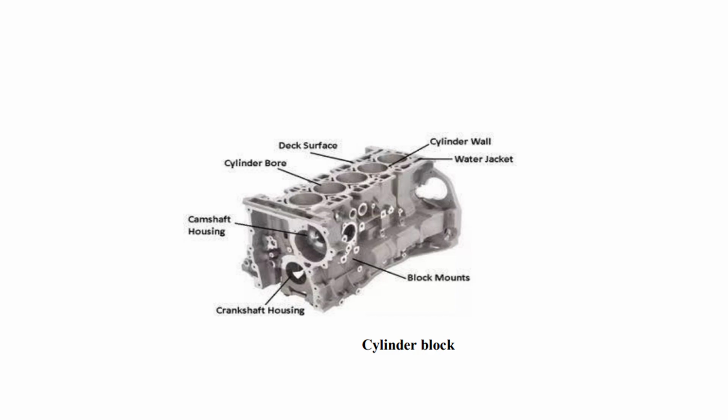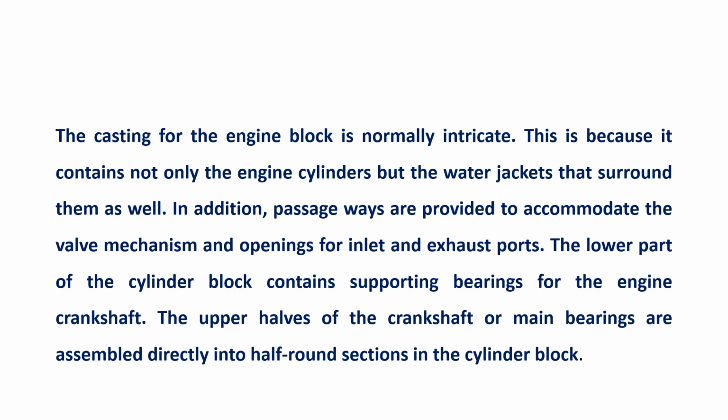You can see that the lowest part of the cylinder block has supporting bearings which will be used for the crankshaft. The upper halves of the crankshaft are assembled directly into the cylinder block. Half-round sections will be assembled, and the camshaft is supported in the block by bushings. The lower part will have the support bearings, as I told already.